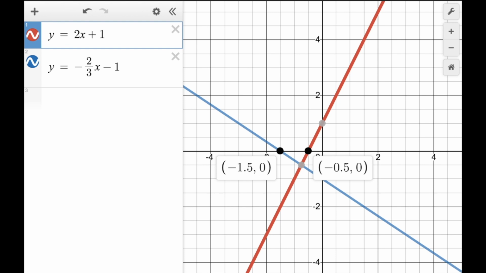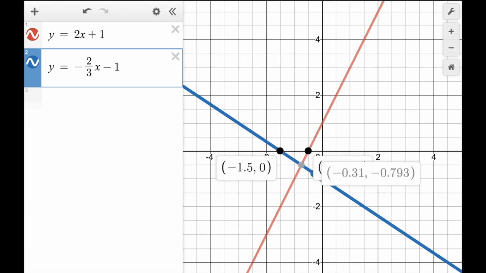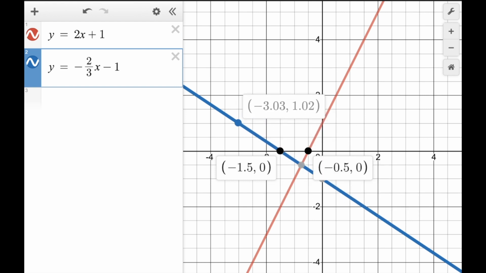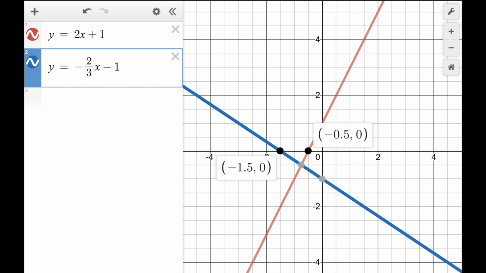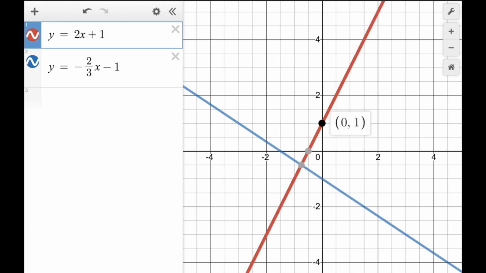And then in our blue line here, we've got y is equal to negative 2/3 x minus 1. And so all of these values, for example, negative 3.03 as an x value and 1.02 as a y value, if you plug them in, would make negative 2/3 x minus 1 equal to y. And that would make that second equation true. So if we want to find the points that make both of them true at the same time, which spot along this line is going to satisfy both of these equations? Well, it's going to be the point where they overlap.